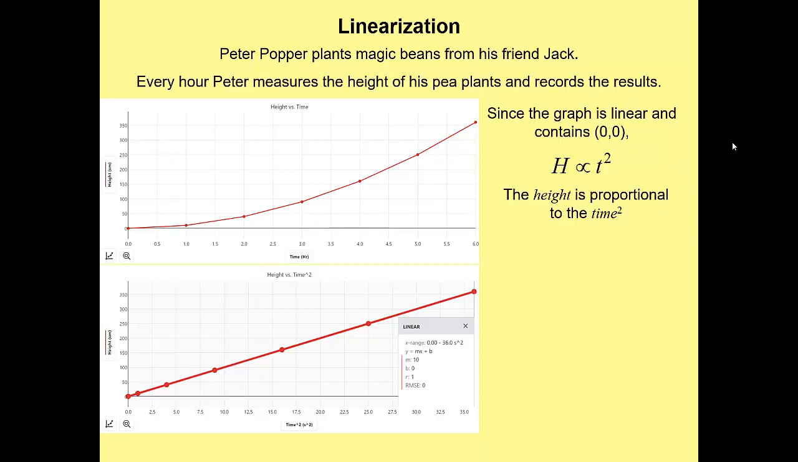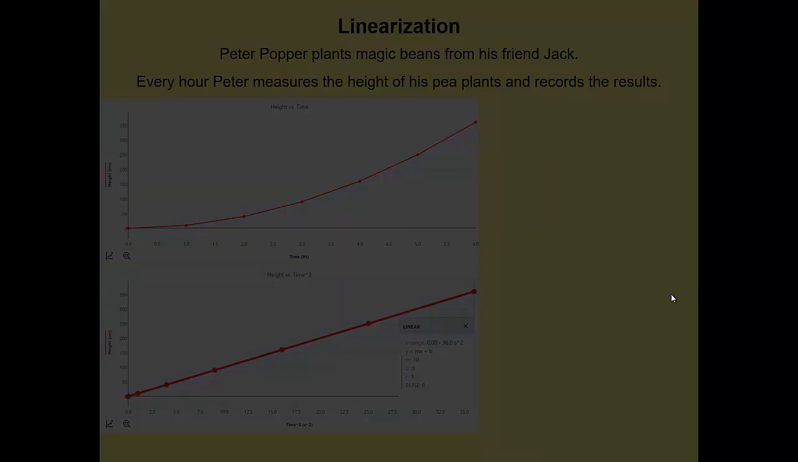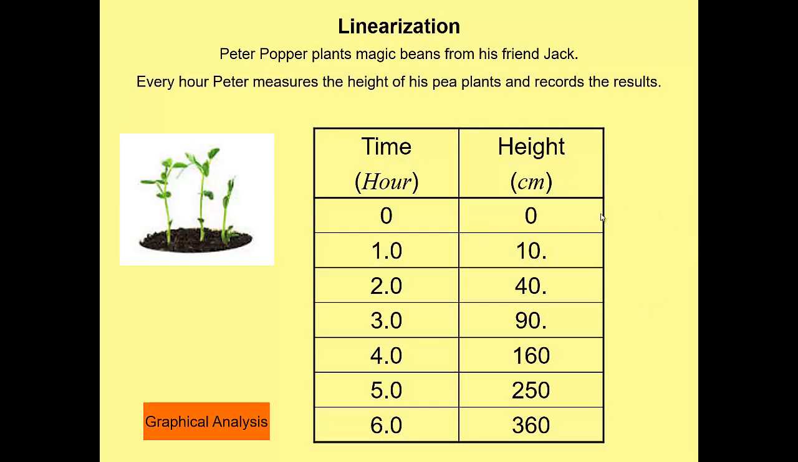So what does that mean? Well, let's go back and look at our original data. Because these are magic beans, this is perfectly clean data. So it's a little bit easier to see what's going on in the numbers. So notice here, if I take twice as much time, if I let the magic beans grow for twice as much time, does the height double? No. The height goes up by 4 times. 2 times the time, 4 times the height.